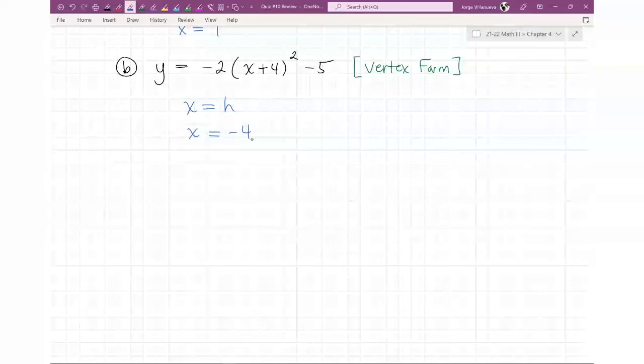Notice how the vertex form is so much easier to graph. It's so much easier to find your axis of symmetry. It's super easy to find your vertex, right? It's just going to be negative 4, negative 5. H is going to be, whatever it looks like, the opposite. H is a big old liar. It doesn't like to tell you the truth. So K is always honest. That's a minus 5. That's what you see. That's what it is. But H is always opposite.